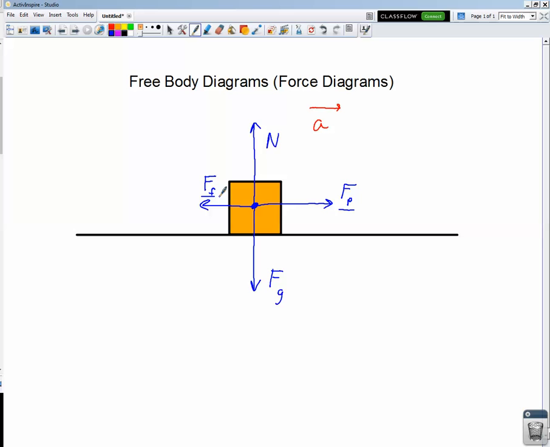And that will be nitpicked on if you didn't draw the lengths of the vectors relatively appropriate. You don't have to get out a ruler or anything on this, but if it's accelerating to the right, your force going to the right better be longer than your force going to the left. Okay?